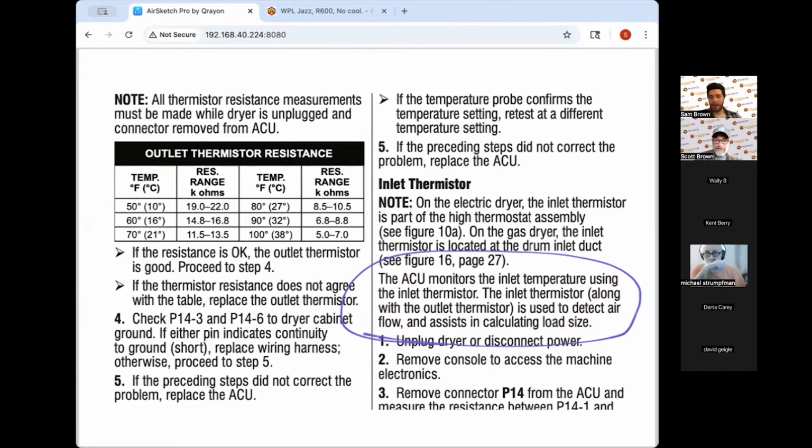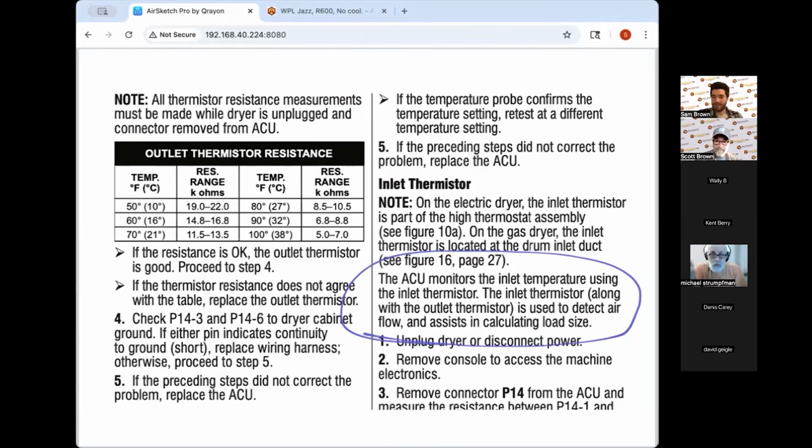And so what action does that inform you should be your next step? What are you thinking when you see something like that? You know I'm getting an airflow error, and the airflow is determined by some secret sauce between the inlet thermistor and the outlet thermistor that's coded in. What's my next step?